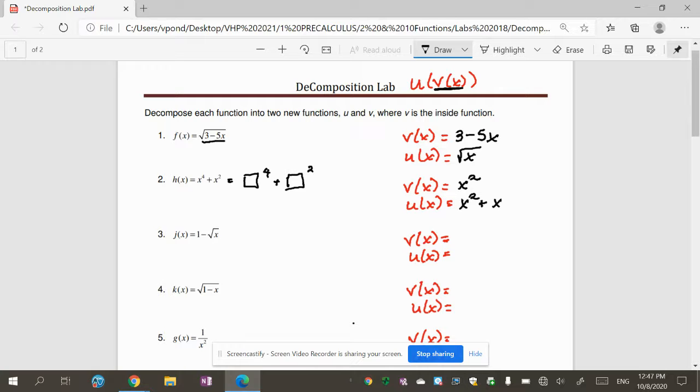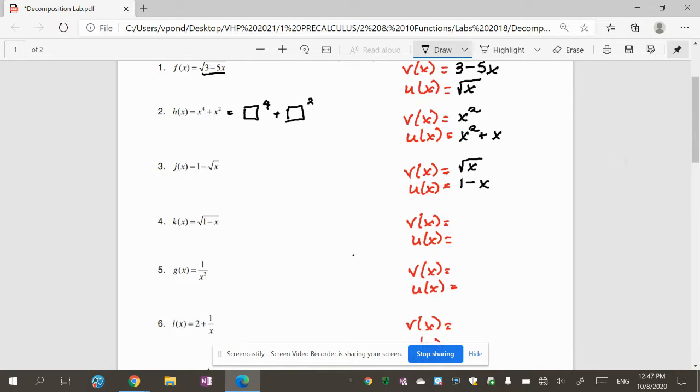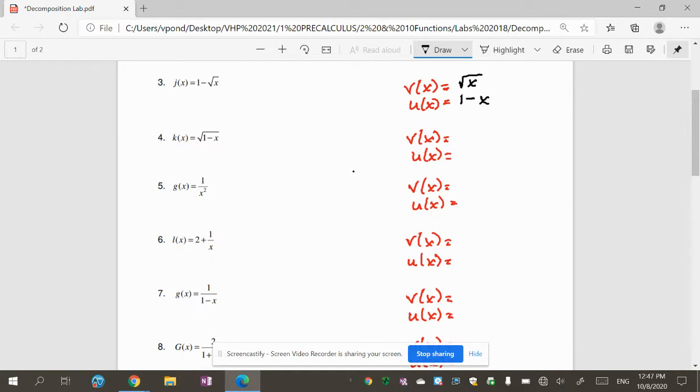Okay? The next one here, I have 1 minus radical x. I picked as my inside function, which I try to keep small, radical x. If I put that into the function 1 minus x, I would end up with 1 minus radical x. Another one: if I were to do this one right here, I'd look at it and say, okay, I think I'm going to use 1 minus x, which is inside the radical, and I have to plug it in that spot, so that would be my function.